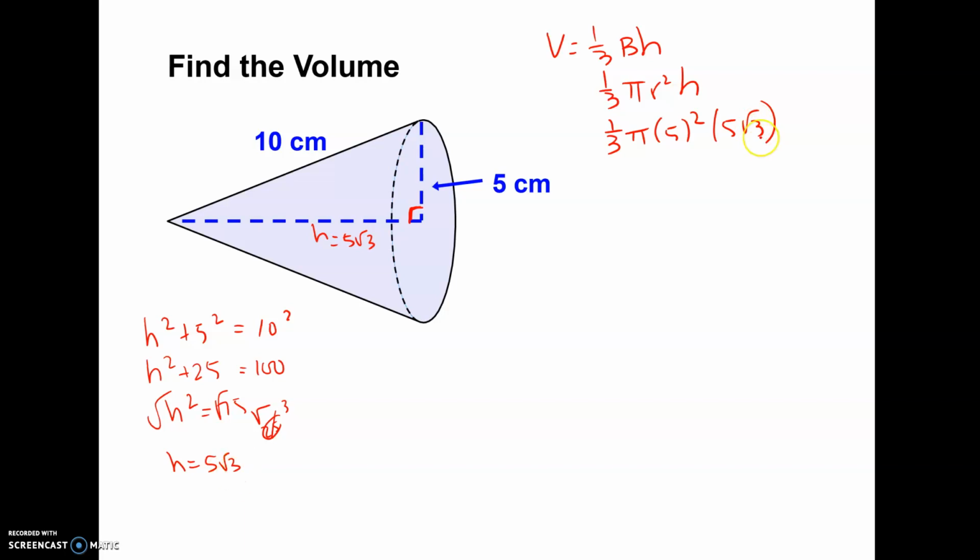So I'm going to do 5 rad 3 in your calculator. Take the square root of 3, whatever that is, times it by 5, times it by 25, times it by pi, and divide it all by 3. And when you do that, you should get a volume of 226.7.